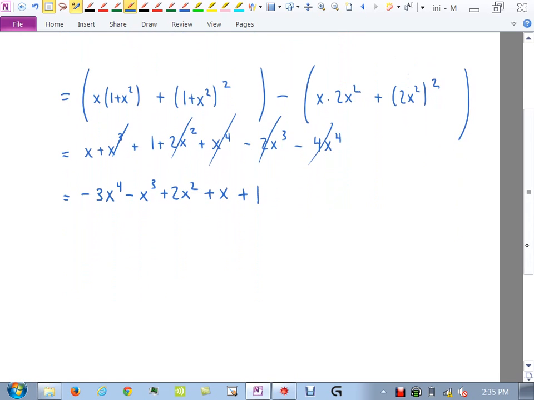Now we'll integrate that with respect to x, and we'll have our limits of integration negative 1 to 1. So going back to the outer integral, the integral from negative 1 to 1 of negative 3x to the 4th minus x cubed plus 2x squared plus x plus 1 dx. And then you could do the rest, right? That's a Cal 1 problem.